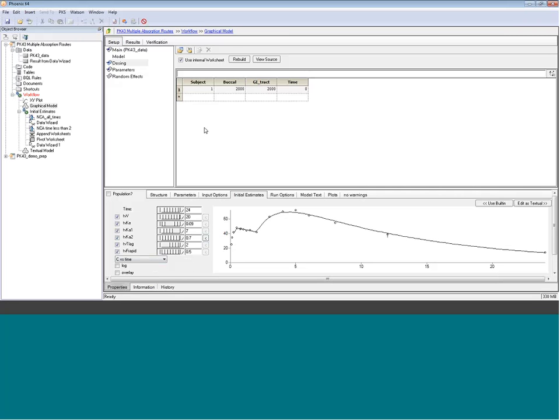Another question: can we model discontinuous absorption in Phoenix, and can we build transit compartments in the absorption phase? Yes, both of those are possible. You can use some special statements called sequence and sweep statements to turn inputs on and off. You can also model transit compartments. There's a transit statement that allows you to parameterize a transit compartment. This is possibly something we could consider for a future exercise if desired.